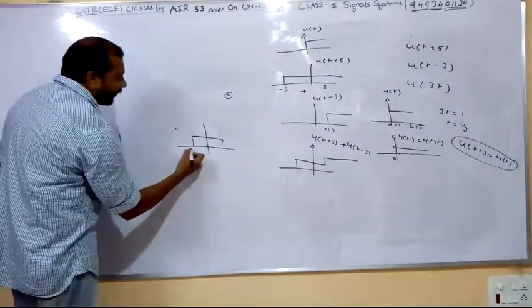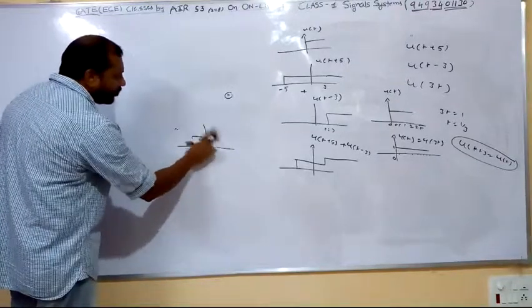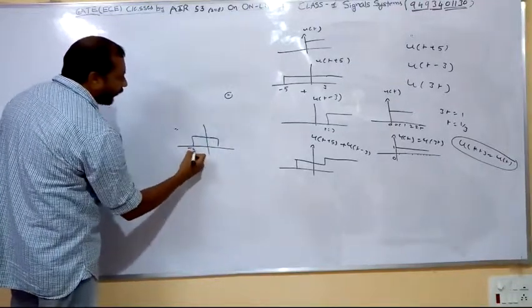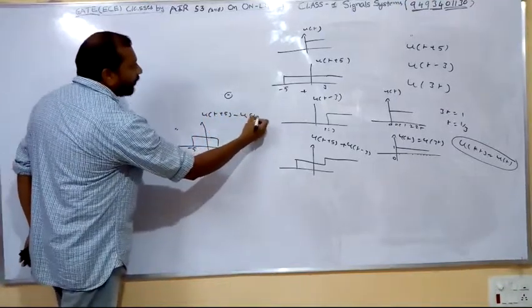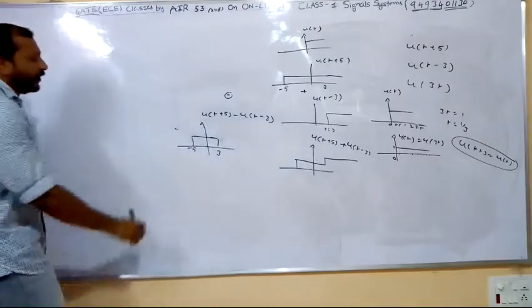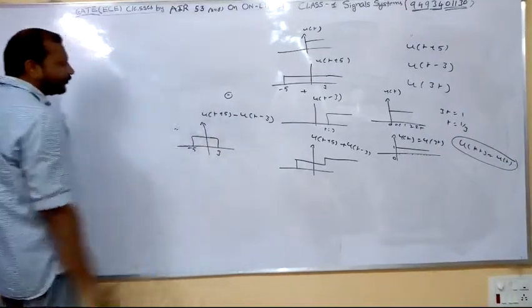So this is looking like a rectangular pulse only, from minus 5 to 3. This is your signal u of t plus 5 minus u of t minus 3. Listen, for u of t minus 3, this value is equal to 0 after that.